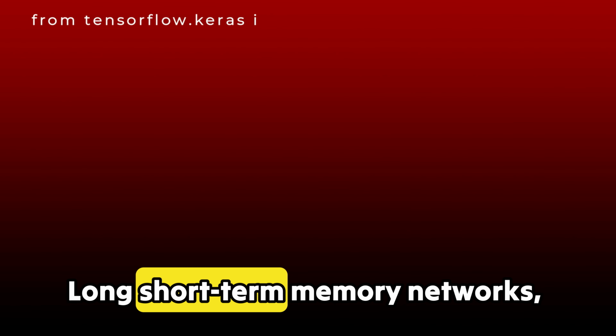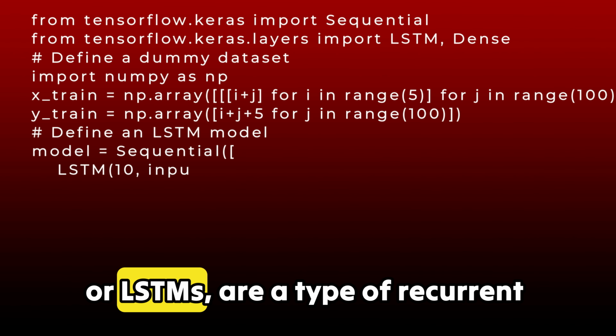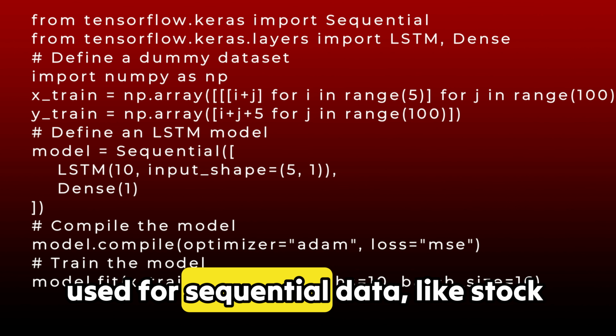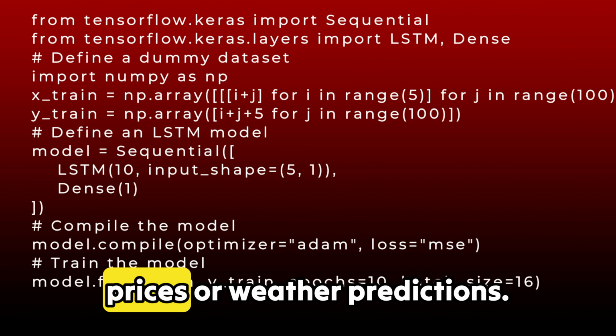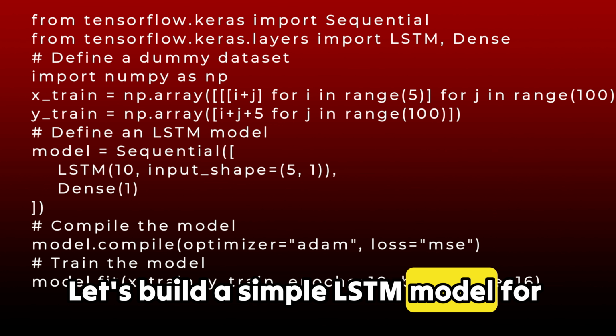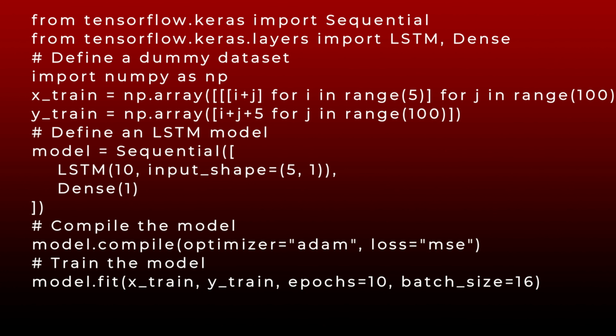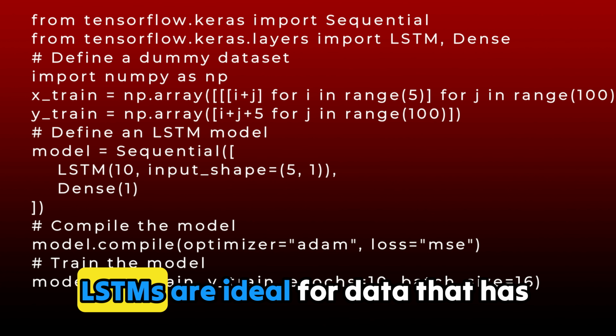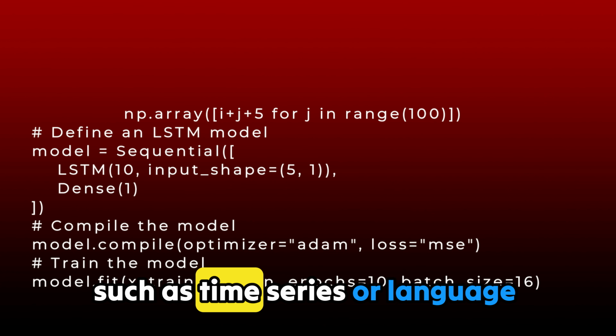LSTMs for time series data. Long short-term memory networks, or LSTMs, are a type of recurrent neural network, RNN, used for sequential data, like stock prices or weather predictions. Let's build a simple LSTM model for time series forecasting. This model predicts the next value in a sequence. LSTMs are ideal for data that has temporal dependencies, such as time series or language modeling.